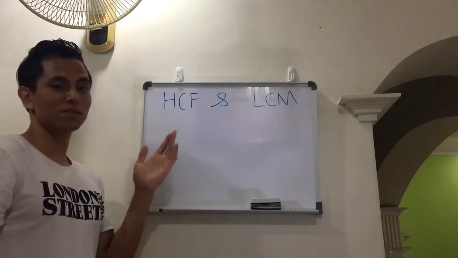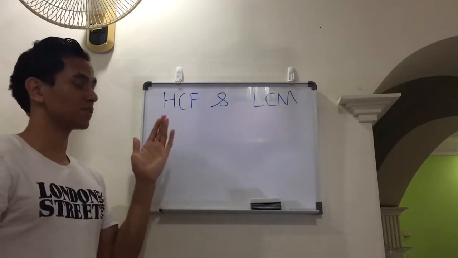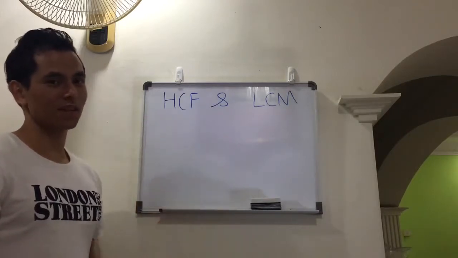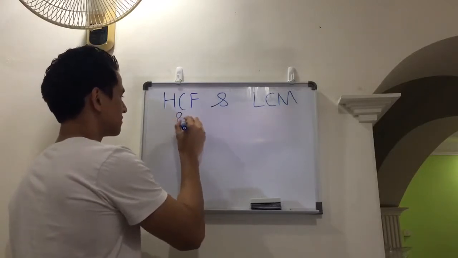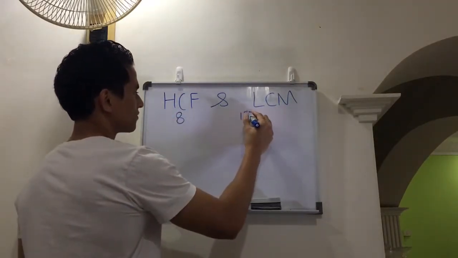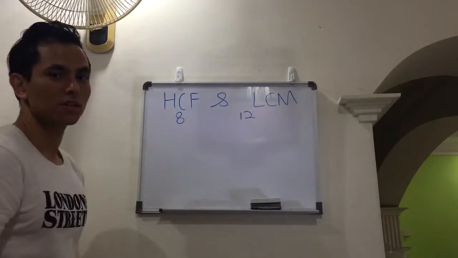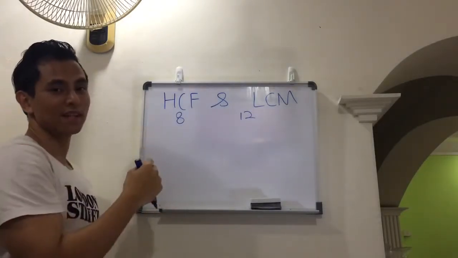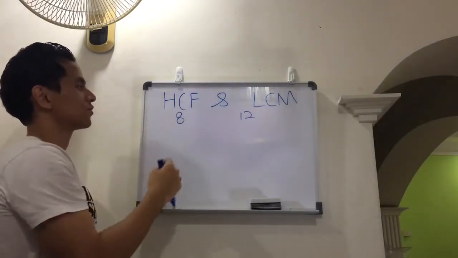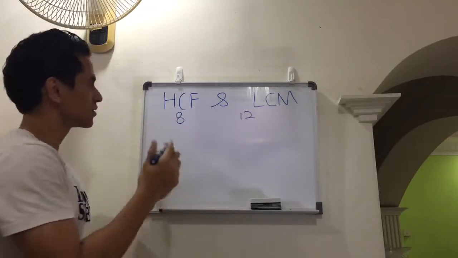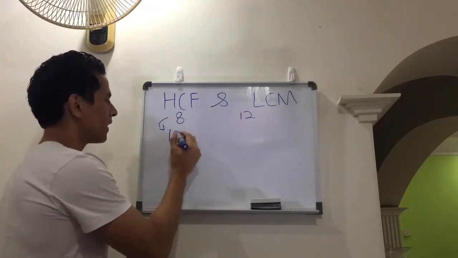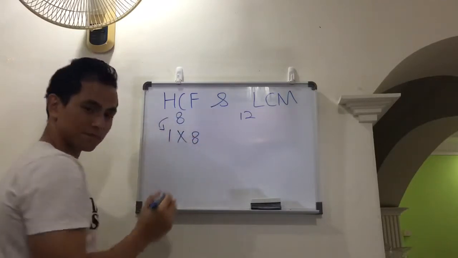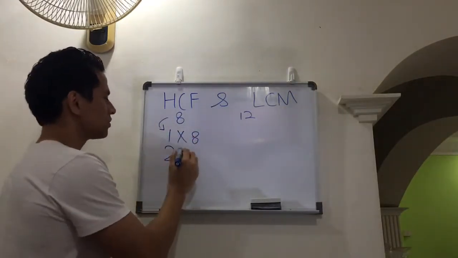To get an example of these two, highest common factors and lowest common multiples, HCF and LCM for short, I'll start with two numbers. Let's say we have the number 8 and the number 12. Now, we have to list down the factors of 8 and 12 to get the highest common factor. The factors of 8 are simply 1 times 8 and 2 times 4.